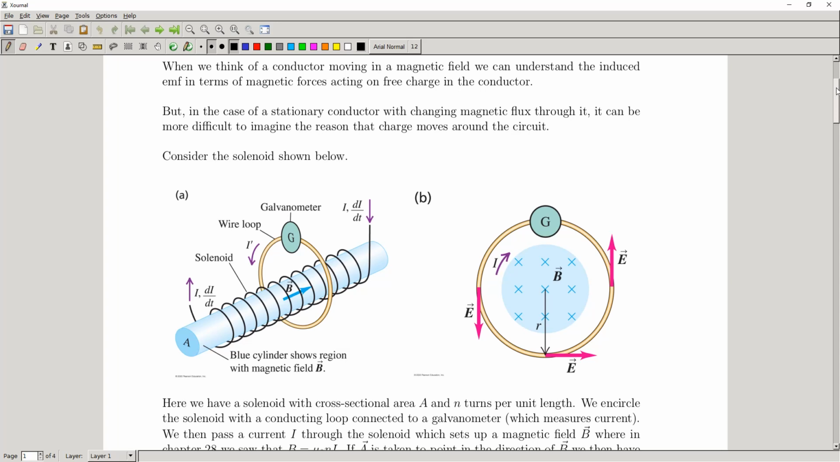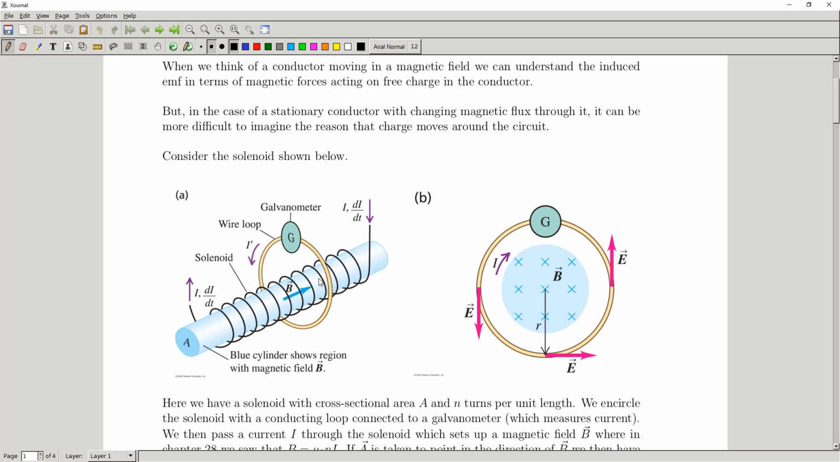So let's take a look at a situation here and see if we can build up some intuition about how this is all going to work. We're going to consider a solenoid here, which is shown below. So we have this blue solenoid. We can see the coil of wire going around it. We pass a current I through the solenoid. It sets up this magnetic field through the center here. If we have a non-zero changing I, like if the derivative of I is non-zero, say we have an increasing I, we're going to have an increasing magnetic field in this direction.